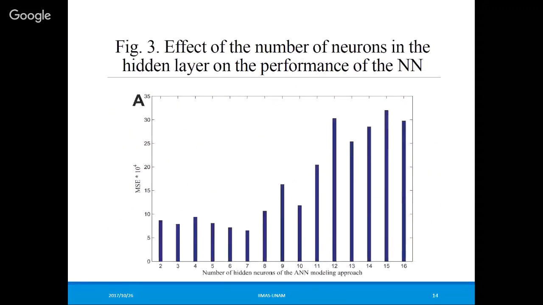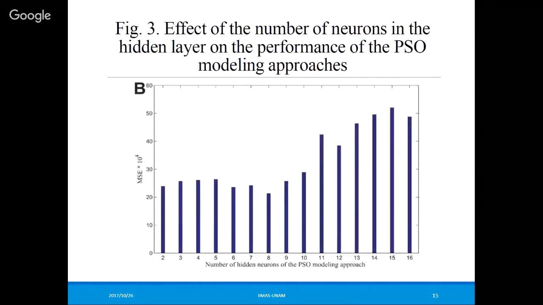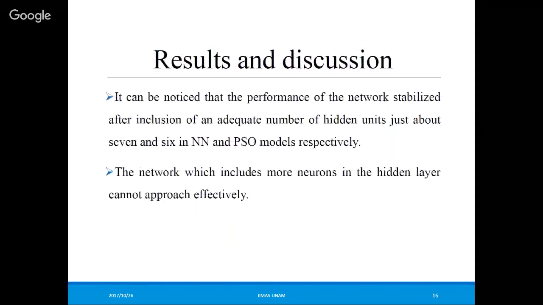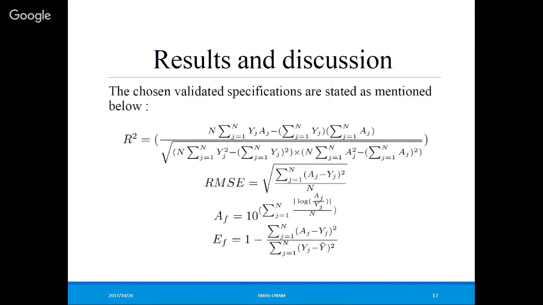This is the effect of the number of neurons in the hidden layer on the performance of the NN neural network, and this is the effect of the number of neurons in the hidden layer on the performance of the PSO modeling network. It can be noticed that the performance of the network stabilized after inclusion of an adequate number of hidden units, just above 7 and 6 in the NN and PSO models respectively. The network which includes more neurons in the hidden layer can approximate effectively.